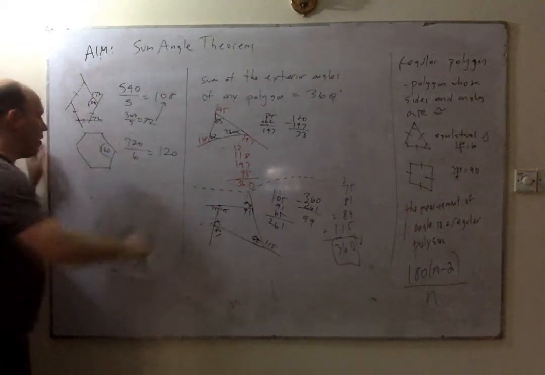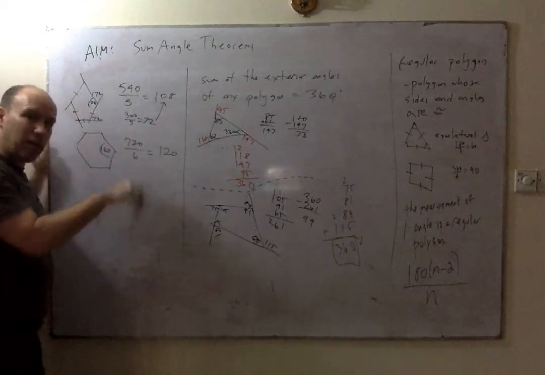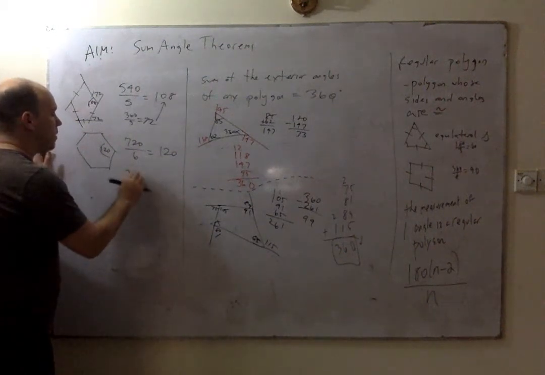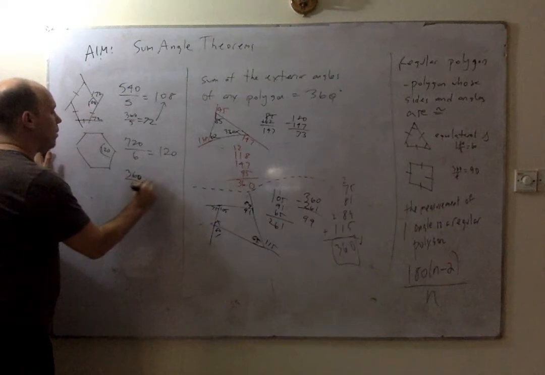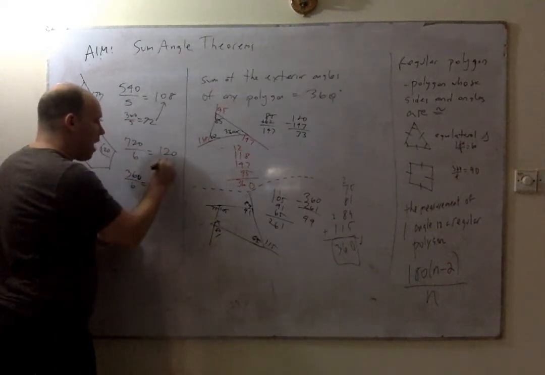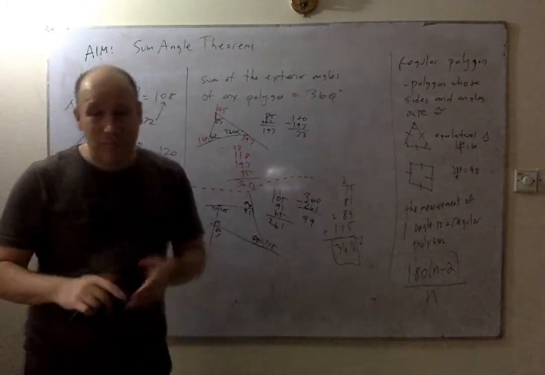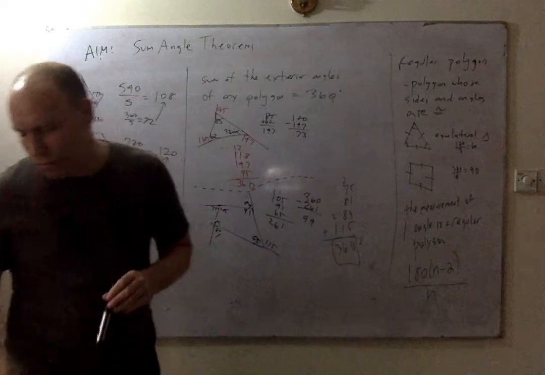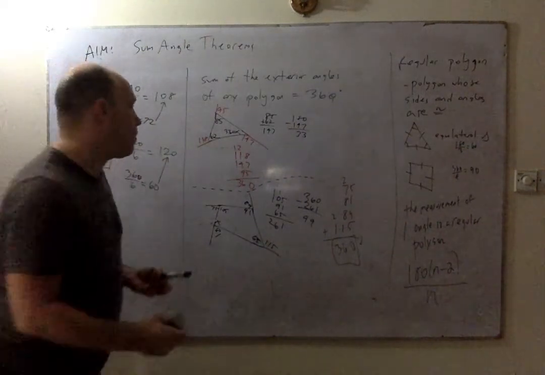Same thing here. We know there's 6 exterior angles and they're all congruent. 360 divided by 6 equals 60. If the exterior angle is 60, the interior angle is 120. Kind of cool. And then we're going to skip the last part about those parallel lines. You can look at it in the book if you want to.